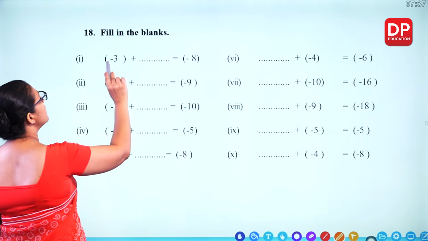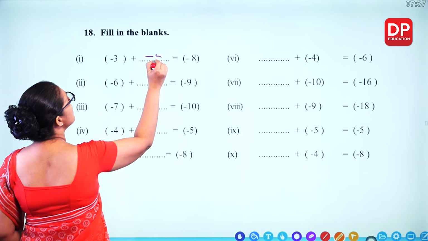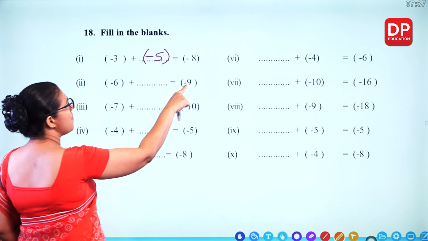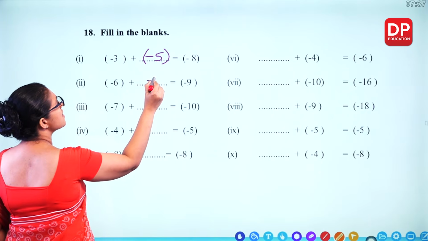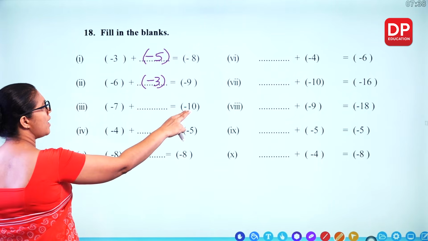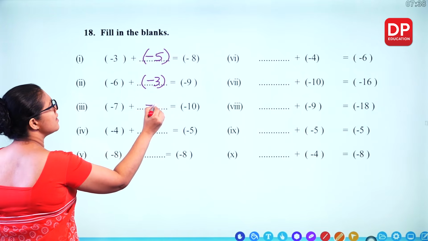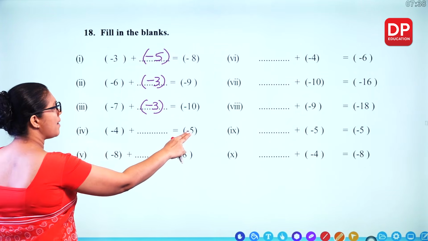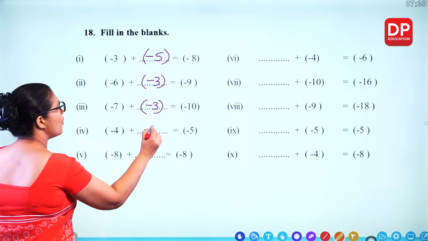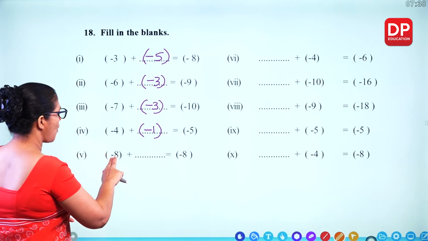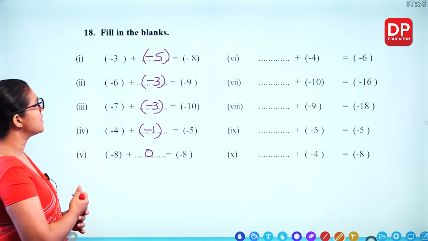Fill in the blanks. Minus 8. From minus 3, minus 5. How do you get minus 9 from minus 6? You have to add minus 3. Minus 10 and minus 7, you have to add minus 3 there. How do you get minus 5 from minus 4? Add minus 1. Minus 8 from minus 8, that means 0.